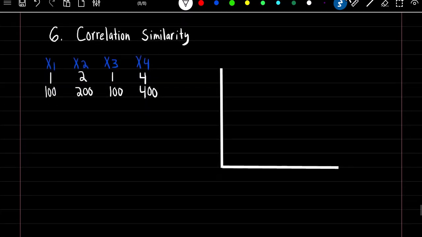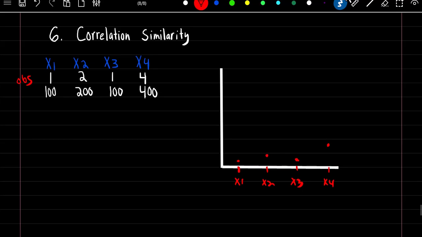Now, thus far, we've been using Euclidean distance as our similarity measure, but you can also use correlation. With correlation, ultimately you're going to look at the trend of the way your variables relate instead of the distance between them. So for instance, if we were to plot this, say we have x1, x2, x3, and x4 on the x-axis, and then their values are just going to be on the y-axis. Here we have observation 1, which has an x1 value of 1, x2 value of 2, x3 value of 1, x4 value of 4. So we can plot that like this.